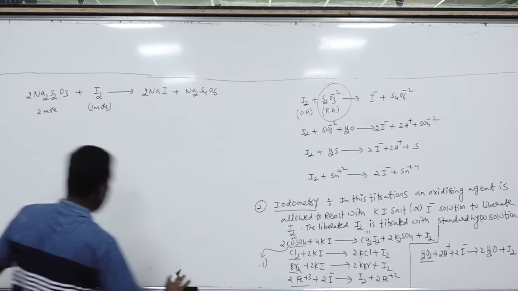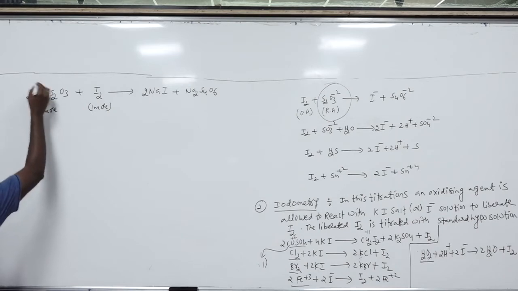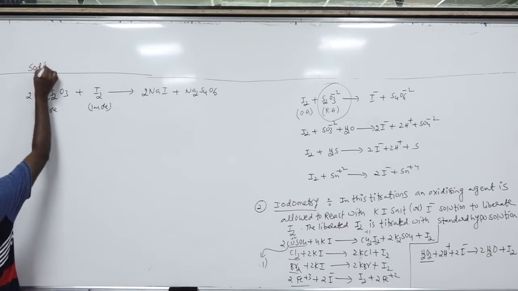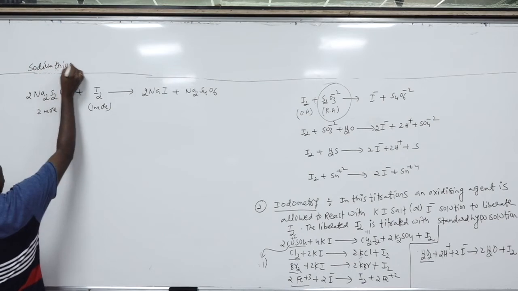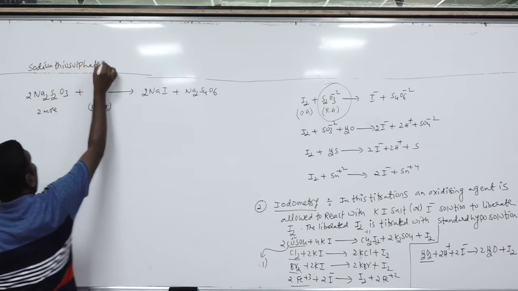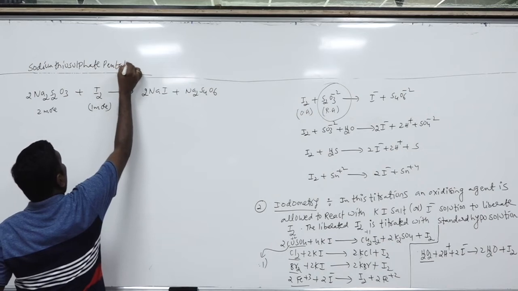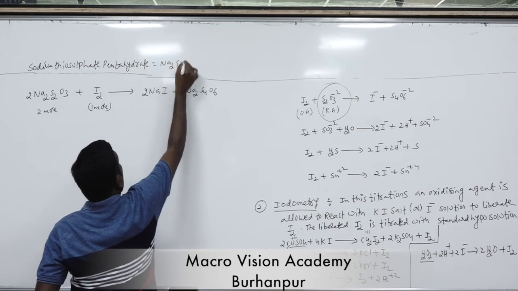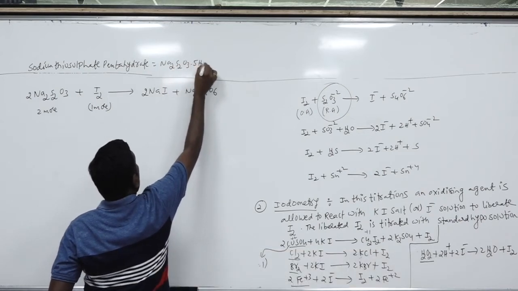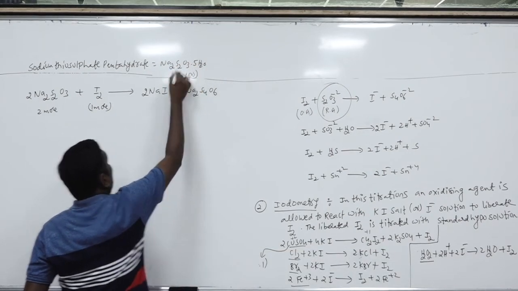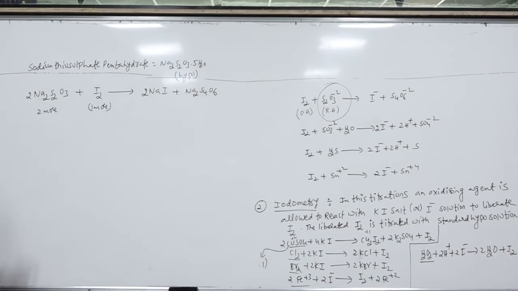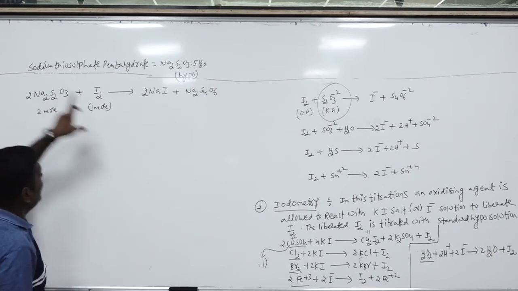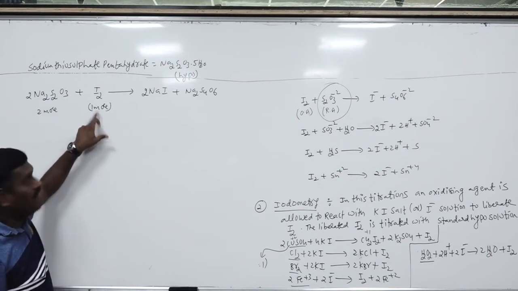Now here, what is the hypo? This is hypo. Sodium thiosulfate pentahydrate, Na2S2O3·5H2O. This is known as hypo. Otherwise, we can simply use Na2S2O3. Now this is the standard solution of hypo, whose concentration and volume we know. With the help of hypo, we can estimate the volume of iodine or the weight of iodine.